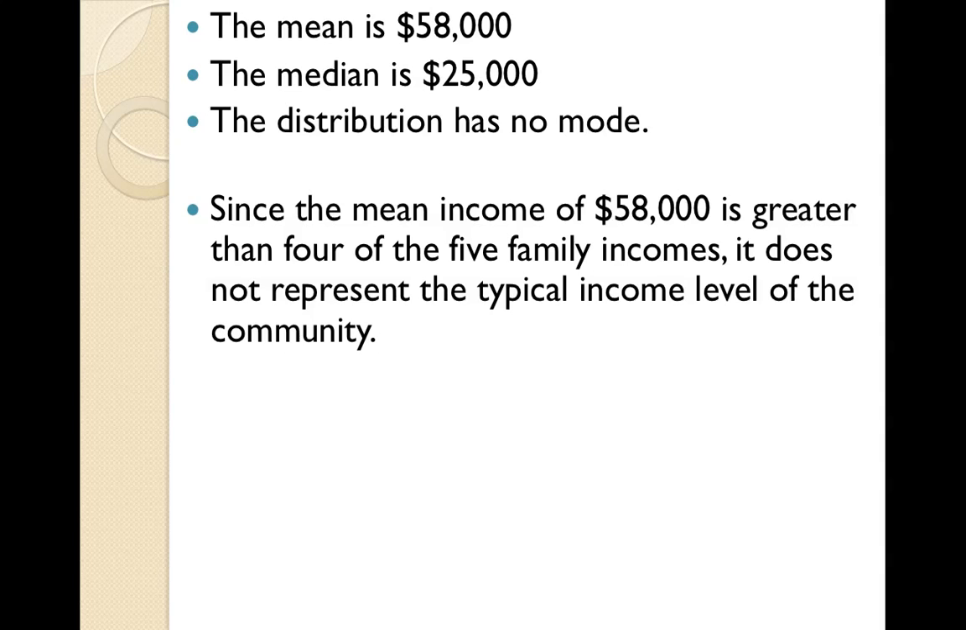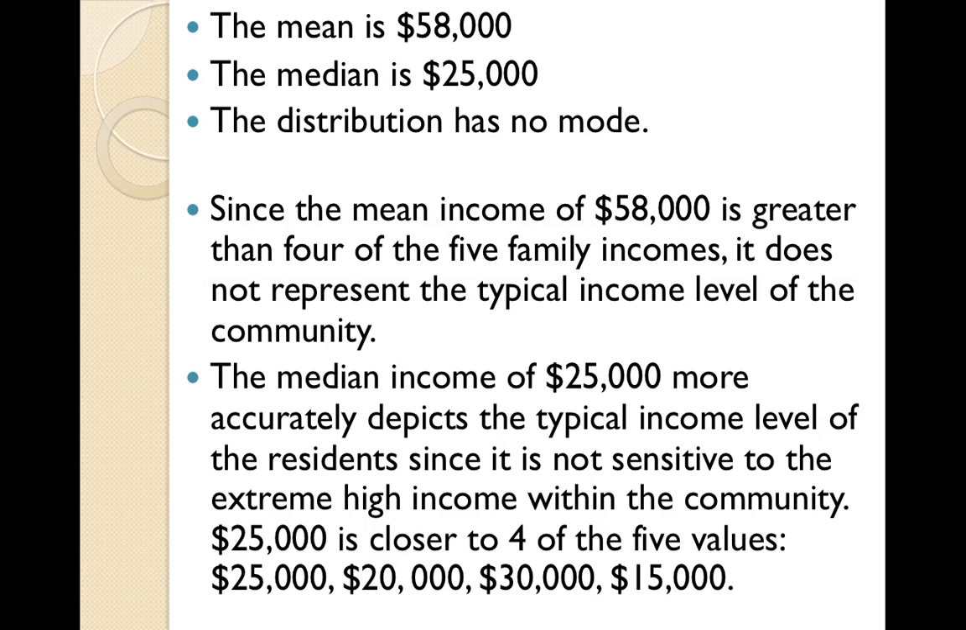And the answer here is that the mean income of 58,000 is greater than 4 of the 5 family incomes and does not represent the typical income of the community. So 58,000 would not be a typical number for income in this community. So you would not pick the mean for this answer.